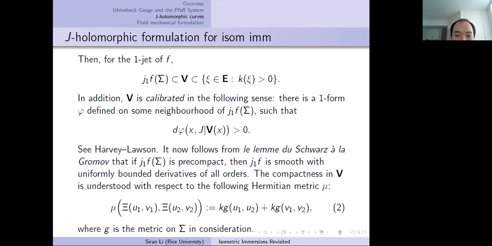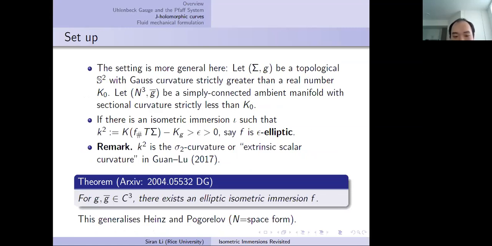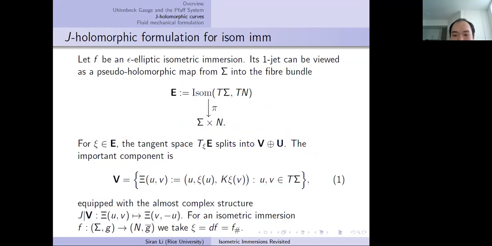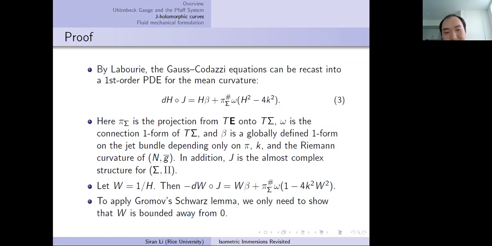Okay, so given this J-holomorphic formulation, now I can prove the result that if I have two C3 metrics, then there exists an elliptic isometric immersion. The thing is, by Labourie, he found a first order PDE for the mean curvature. This is sort of equivalent to the Gauss-Codazzi equations, or the Gauss-Codazzi equations imply this equation. This equation takes the form of dH composed with J, where J is the almost complex structure on sigma 2.